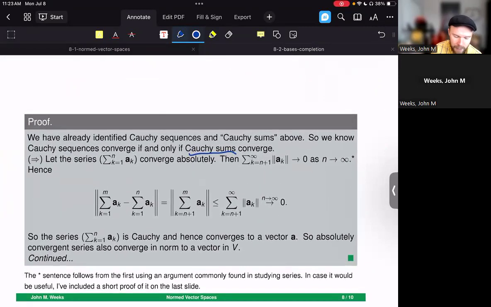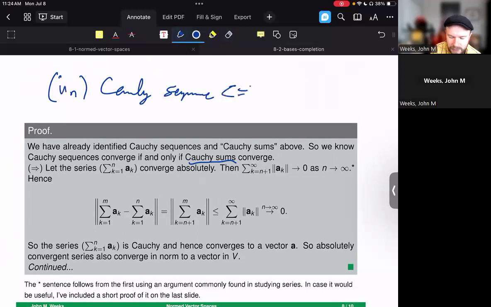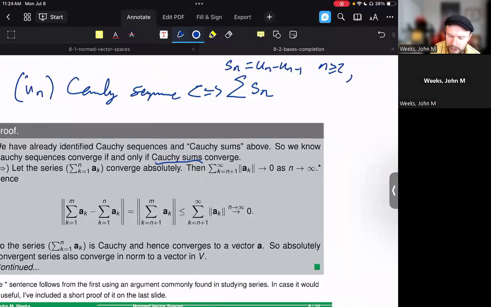So to be clear about what I mean by that, I'm looking at the sequence of S sub n. If this is a Cauchy sequence, I believe actually I used U sub n up there for that lettering. Then in fact, we will say that the sum of the S sub n, where S sub n is equal to U sub n minus U sub n minus 1 whenever n is greater than or equal to 2, or where S sub 1 is equal to U sub 1, that this sum is what I will call a Cauchy sum in what is to come.